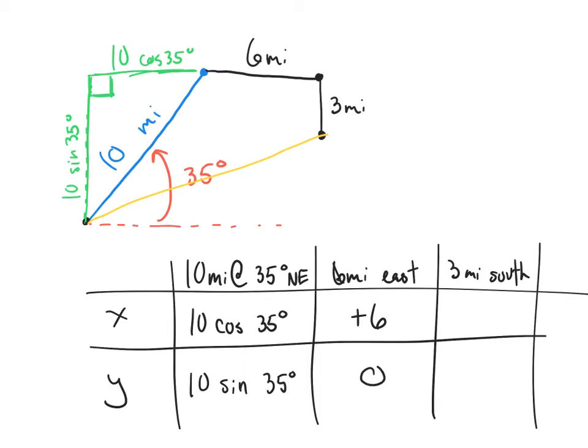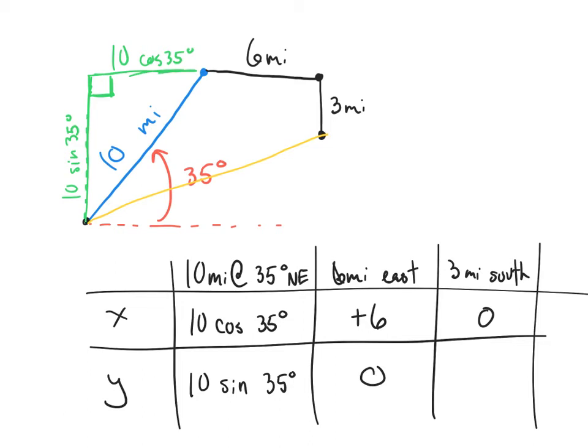This is a 0, because the second leg of the trip involved no vertical motion. It was just a 6-mile leg. The third leg of the trip involved a 3-mile part going south. 3 miles south. What do I put in these spots, Amy? Very good. The person does not move left to right, so this is going to be 0. But the person moves down 3. So put a -3 in the y spot there.